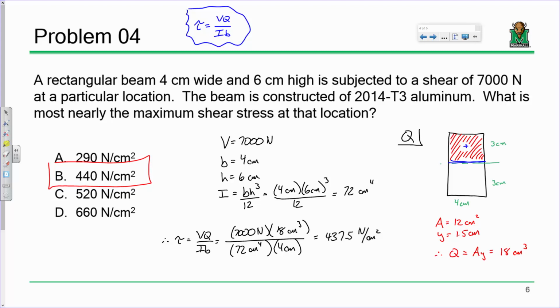But wait, Dr. Mike, what about this crap right here, the 2014 T3 aluminum? It doesn't matter. In seriousness, it doesn't matter. And let me tell you why it doesn't matter, okay? Can I erase this? Okay.